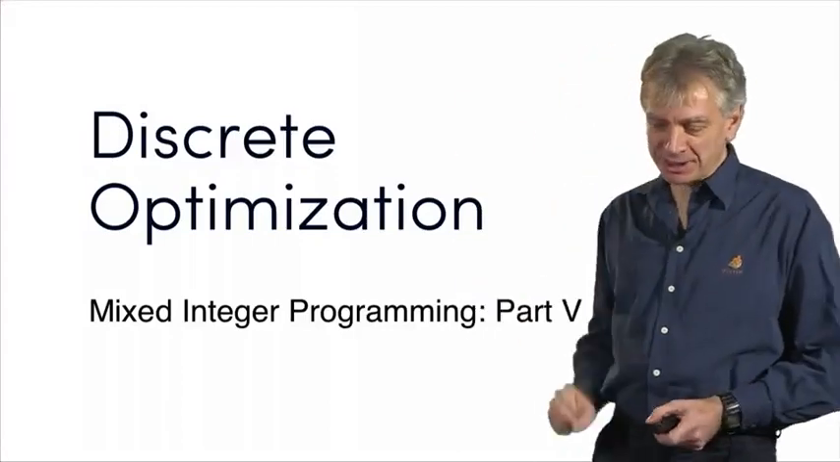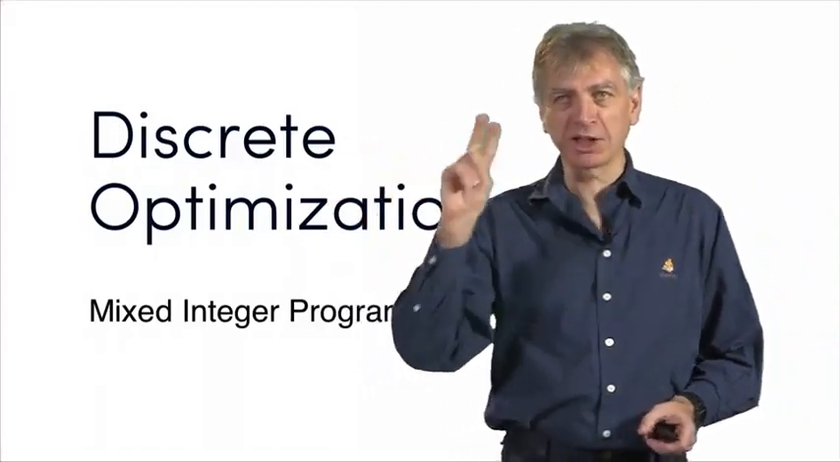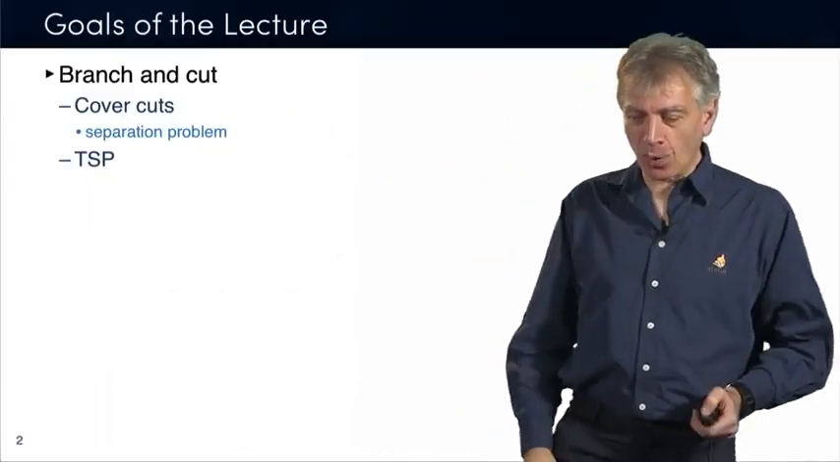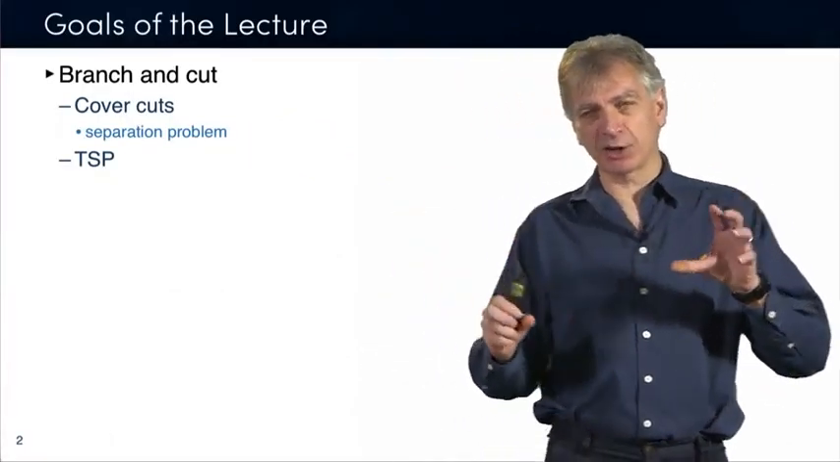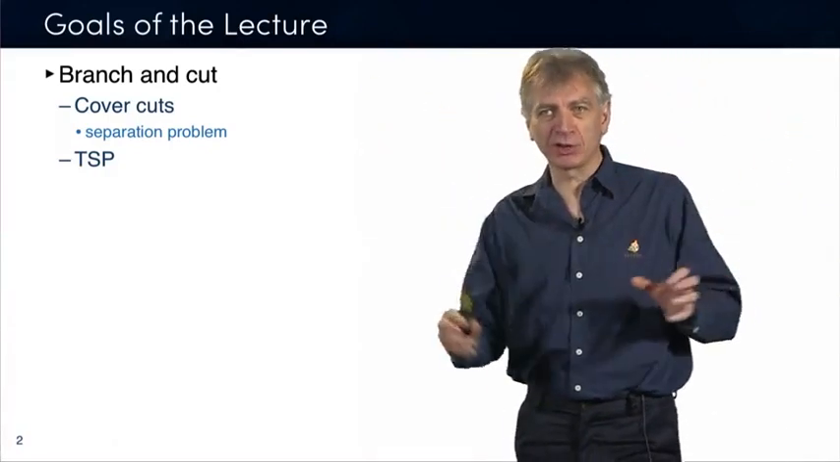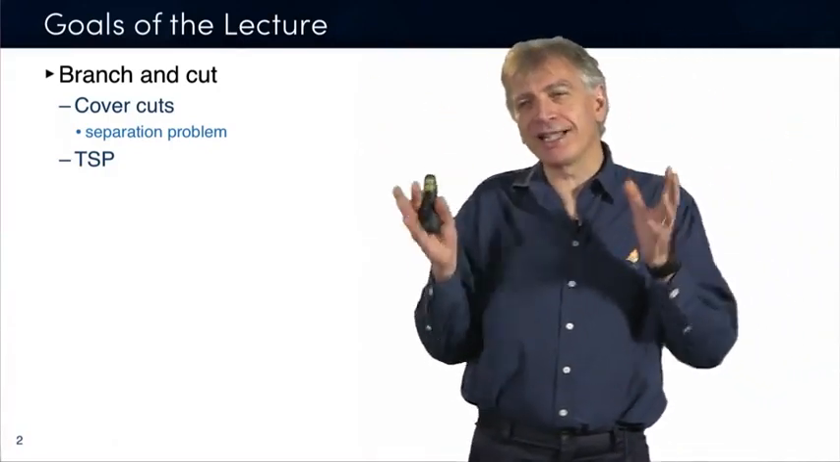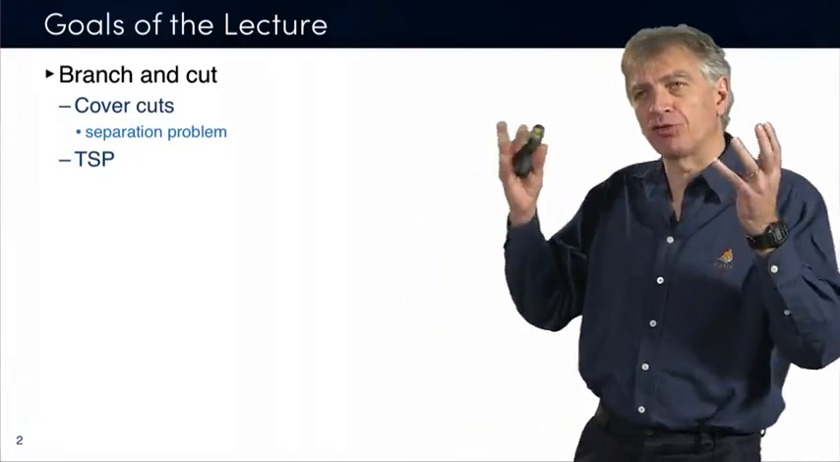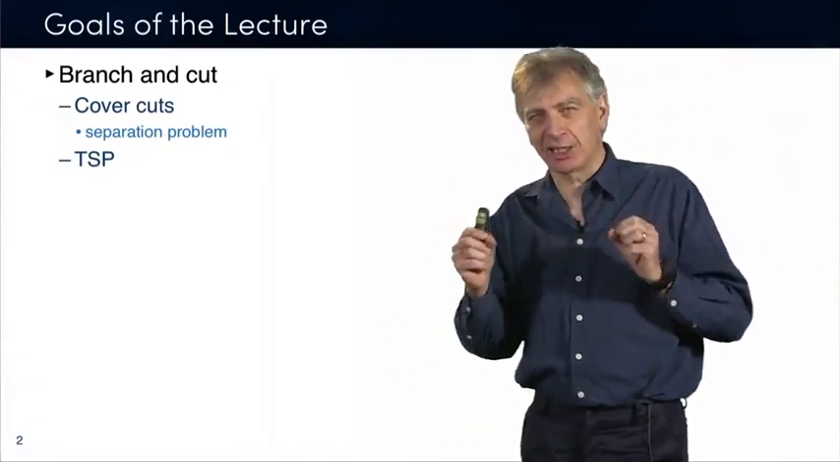Okay, discrete optimization, mixed integer programming, branch and cut, second lecture. Okay, so this is the real stuff now. One of the things that we saw in the last lecture is that we can generate these polyhedral cuts. But what we did was basically add them all inside the formulation at the beginning. That's not exactly how branch and cut works.